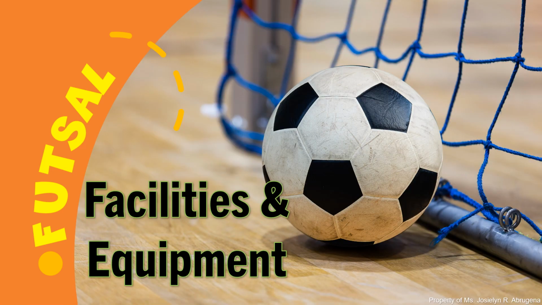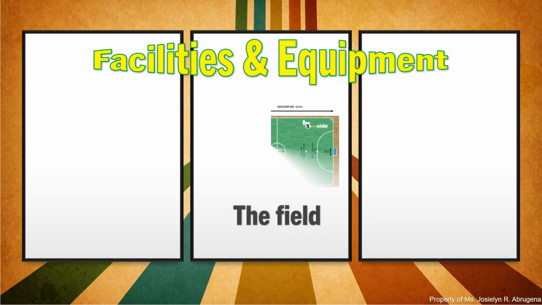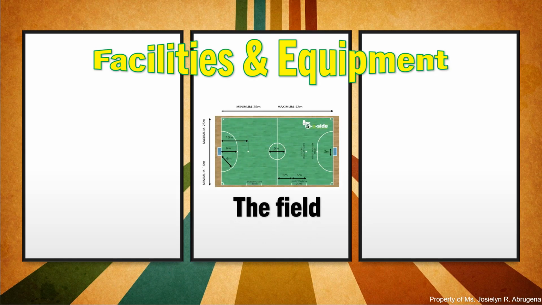Facilities and equipment. The field is made up of wood or artificial material, or similar surface, although any flat, smooth, and non-abrasive material may be used. The length of the field is in the range of 38-42 m, 125-138 feet, and the width is in the range of 20-25 m, 66-82 feet, in international matches.